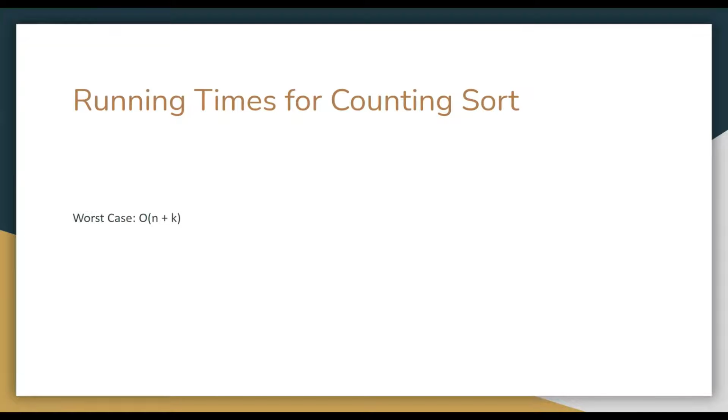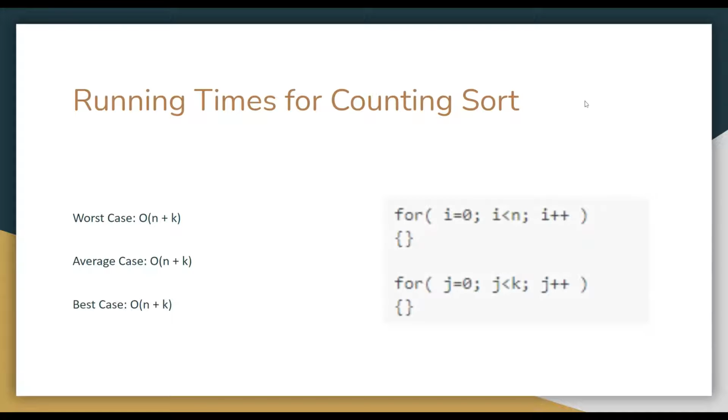The running times for counting sort. The worst case is O(n plus k). The average case is also O(n plus k). And the best case is O(n plus k). And this is an example of O(n plus k), where you iterate through n, and then in a separate for loop, not included in the first one, iterate through k. And counting sort is very advantageous because no matter what, you will always have the same running time, O(n plus k). So if you know what you are putting in as an input, you will know the running time of the algorithm.